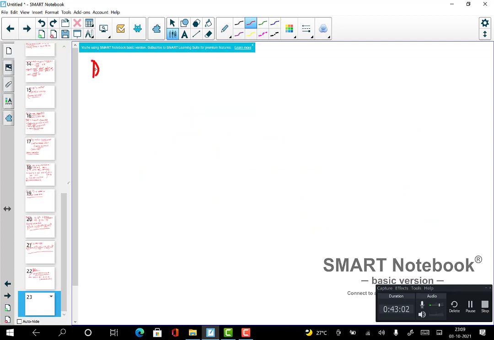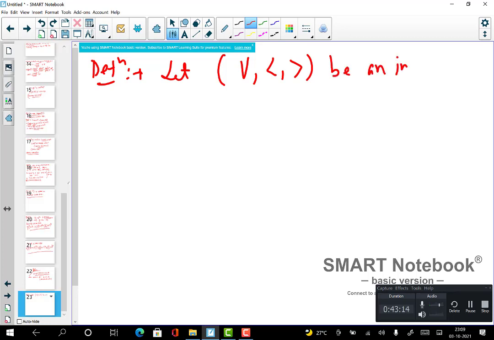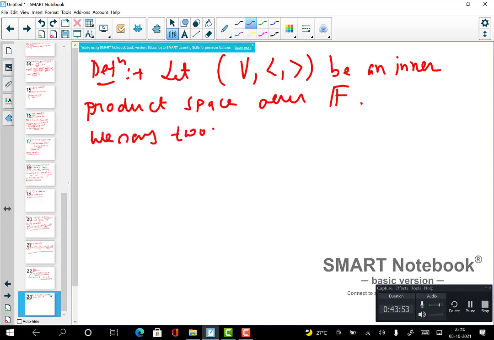Definition. Again, let V be an inner product space over F, which is R or C. In physics we define it for R only, right? But here we can also define it for C. It doesn't matter which, because we can define the inner product for both. So in this case, we say two vectors, say x and y, belong to V.